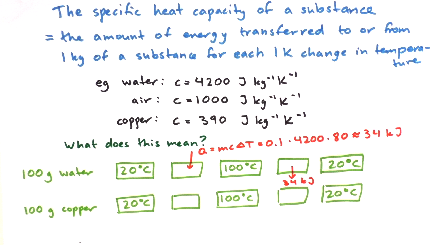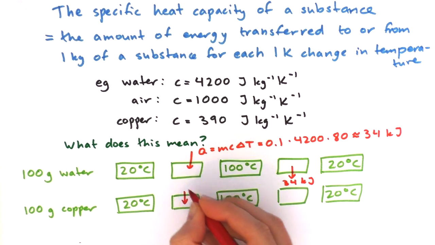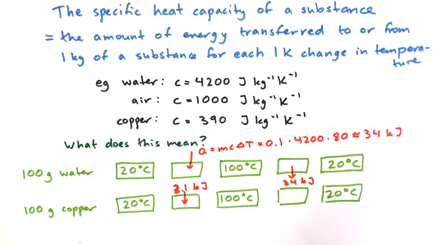Now let's do the same thing for copper. So we have copper at 20 degrees, and then we're going to add energy to it to heat it up to 100 degrees Celsius. And we use the same formula. I'll let you do the calculation yourself to plug in all those numbers into the formula, and you should get that it's 3.1 kilojoules added.